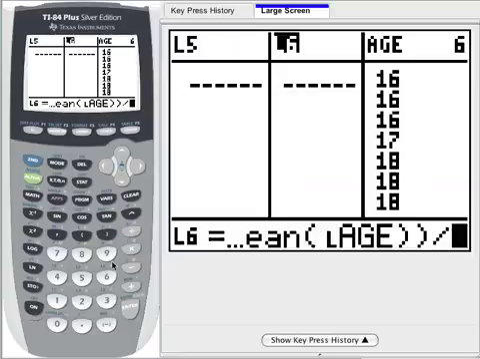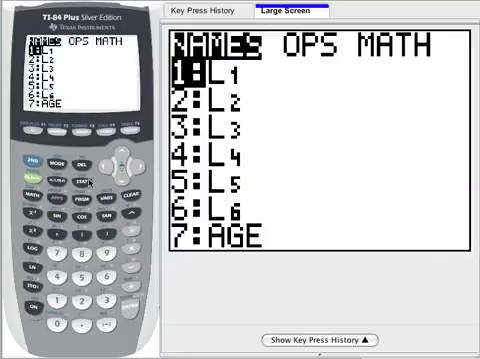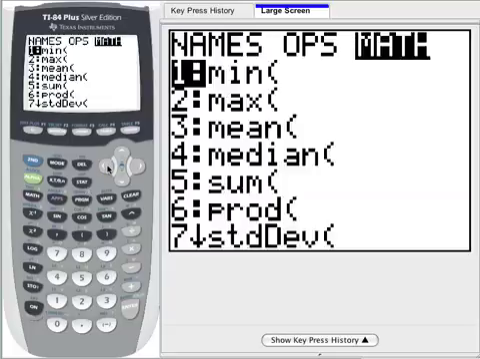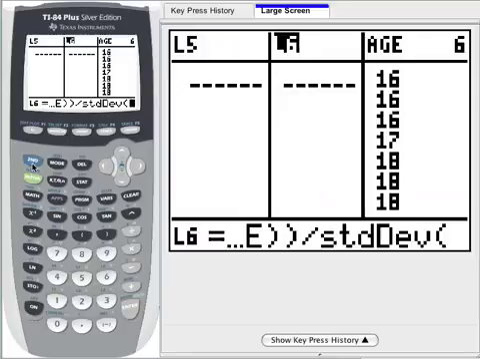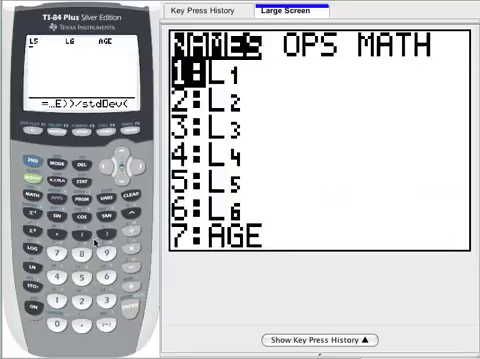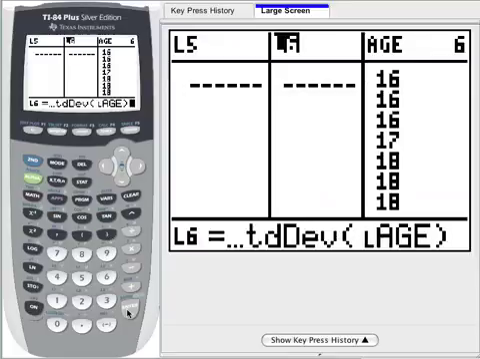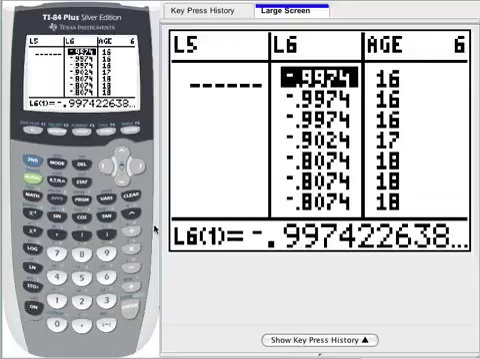Okay, so we're going to divide by that. Second list, go over to math, go get standard deviation, go second list, go grab the age list, and now notice what is going to come in here are the z-scores for everybody's age in the class. Okay, so what this tells me is that the age of 16 was about 1 standard deviation below the mean.